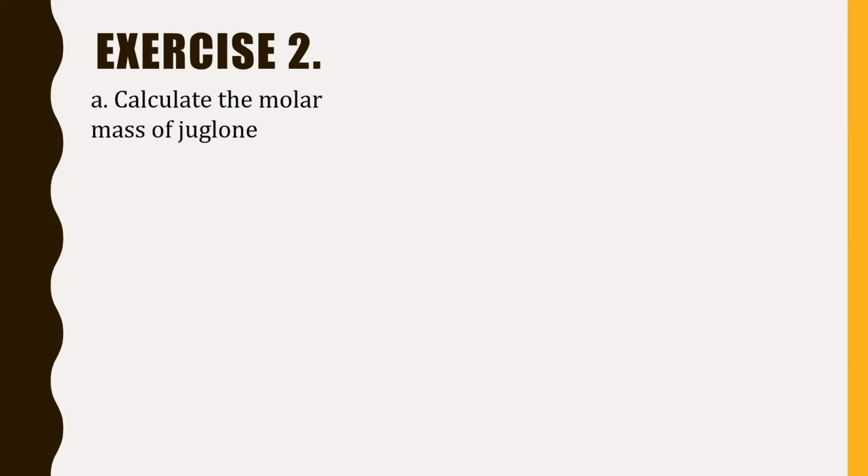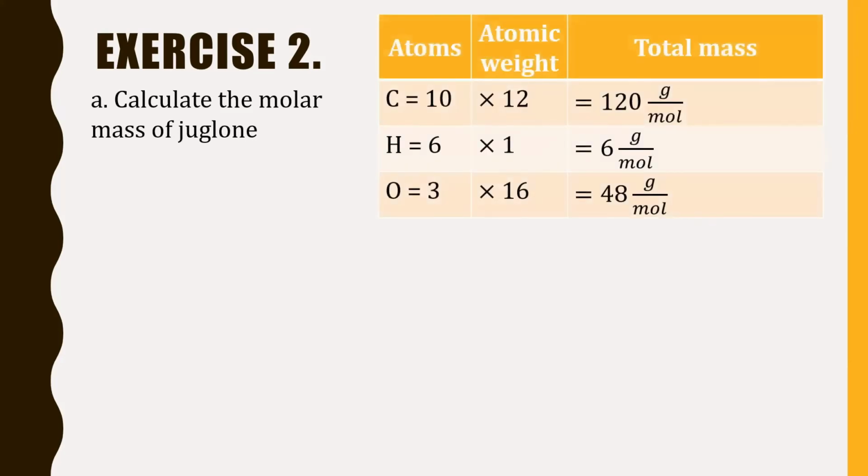So, to calculate the molar mass, the same thing as we did with the first example. Bibilangin natin ilan ng atoms ng carbon: 10, hydrogen 6, oxygen 3. Then, multiply it with the atomic weights: C 12, H 1, O 16. Makikita nyo yan sa periodic table. Itong ginamit nating quantity or value ay rounded to the nearest whole number. Okay? So, multiply the number of atoms and their atomic weights.